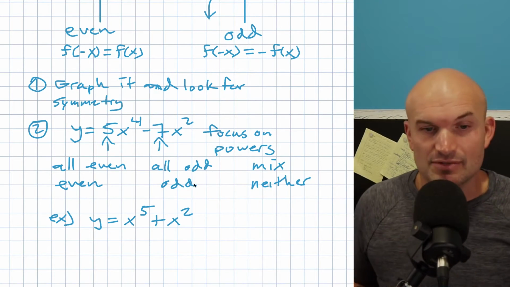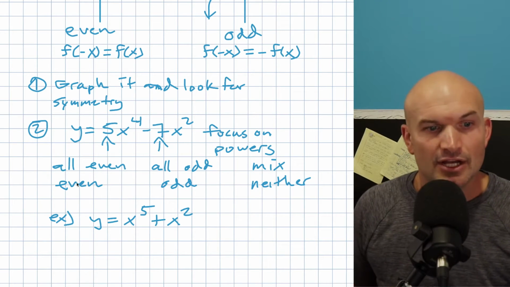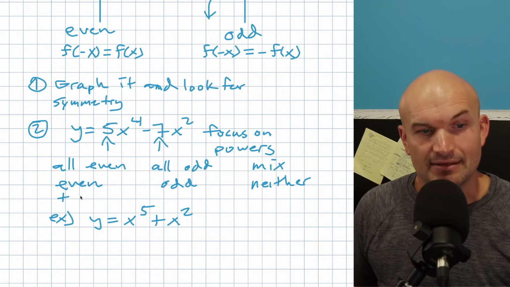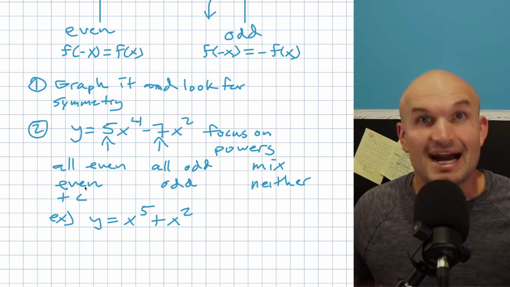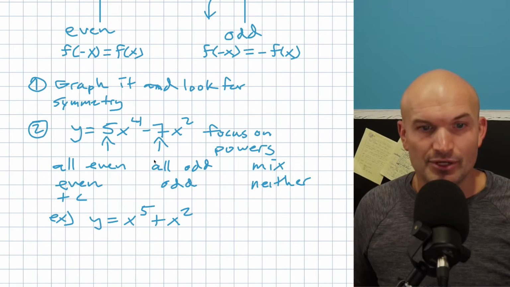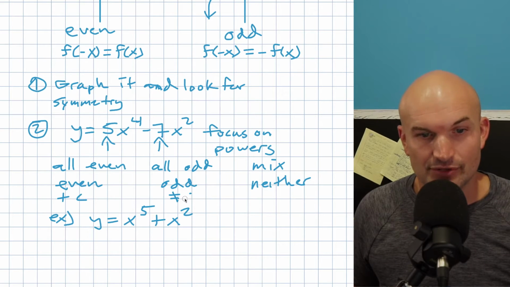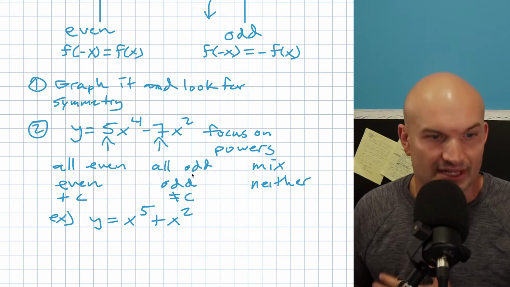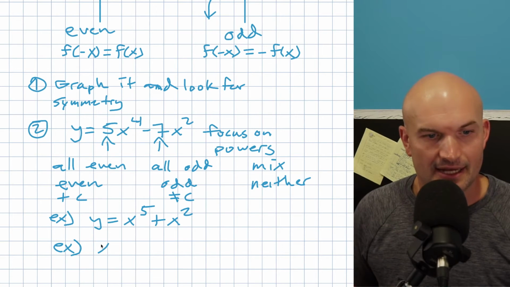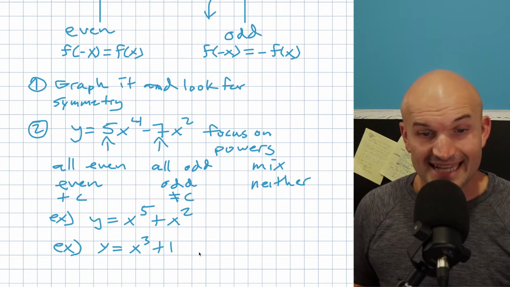And then the last thing I always want to mention to you is also the constant, okay? You could have all even powers, and then you can have plus c. What I mean by plus c is you can have a constant, and the constant is not going to impact that. However, when you have an odd function, you cannot have c, okay? So you cannot have a constant. You cannot have a number at the end. So for instance, if I say y equals x cubed plus 1, that is neither.